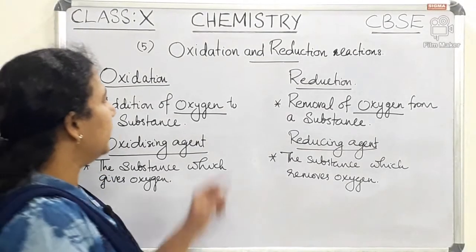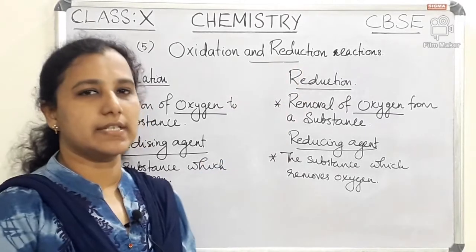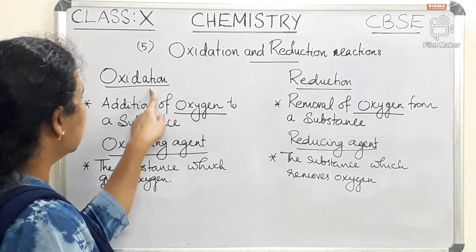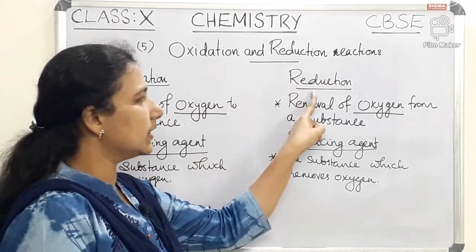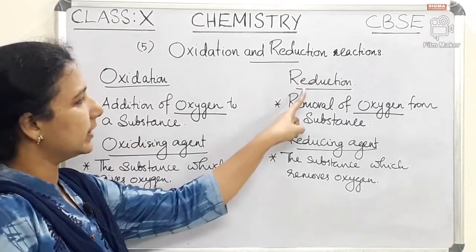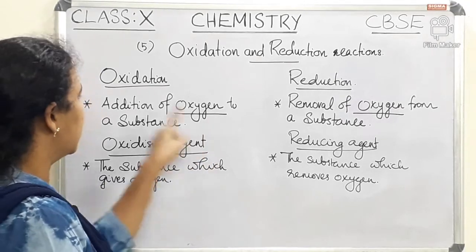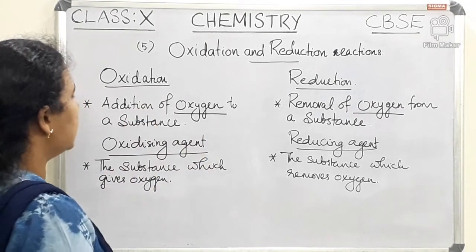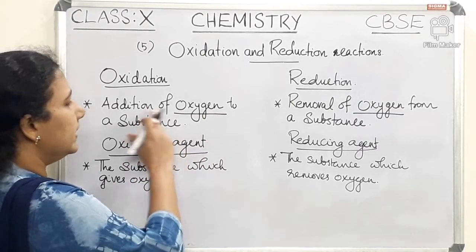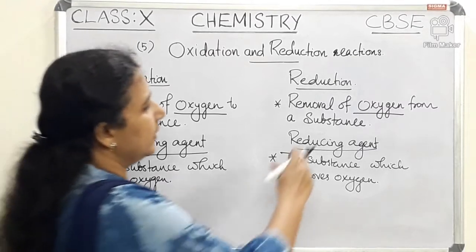Now let's learn the fifth type of reaction, that is oxidation and reduction reactions. First of all, we should know the definition of oxidation and reduction. Here we are defining oxidation and reduction in terms of oxygen. In terms of oxygen, oxidation can be defined as the addition of oxygen to a substance. So addition of oxygen to a substance is called oxidation.